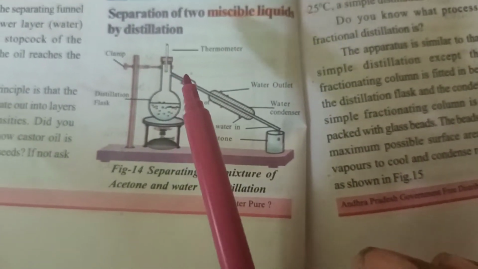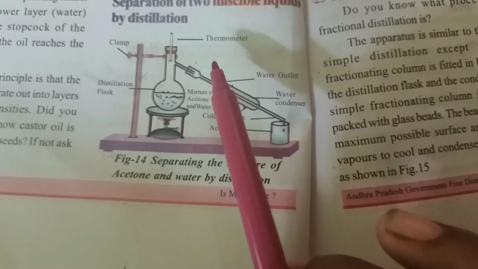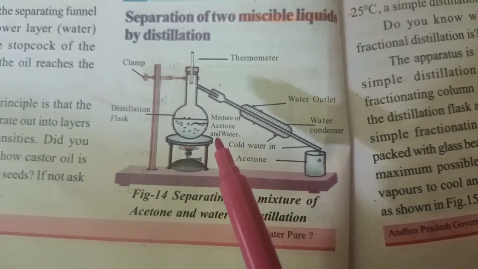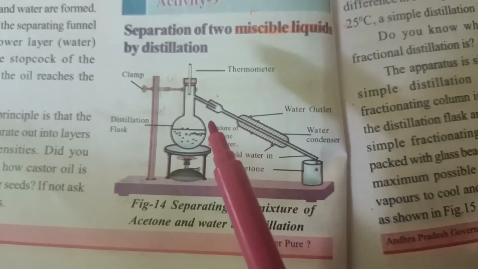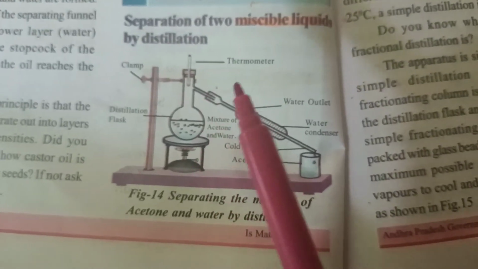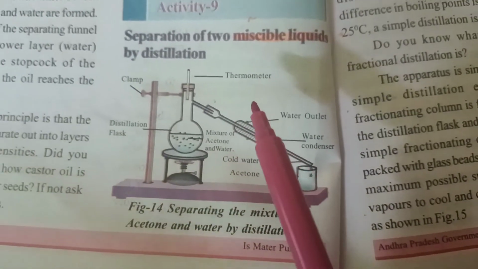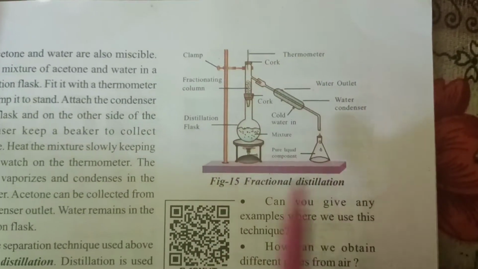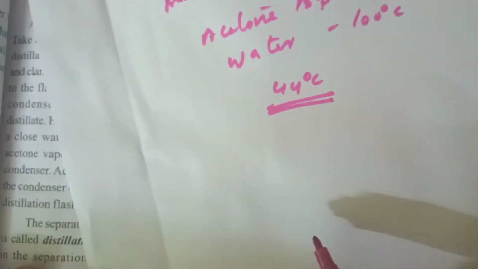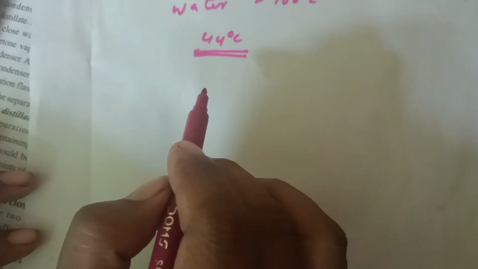So distillation is only for a mixture of miscible liquids with a boiling point difference of more than 25 degrees Celsius. Suppose the boiling point difference of two miscible liquids is less than 25, then what do we have to do? Then we use another method. If the miscible liquids' boiling point difference is less than 25, then we use another method to separate them, that is called fractional distillation. This is the apparatus to conduct fractional distillation. So in fractional distillation, we use miscible liquids whose boiling point difference is less than 25.